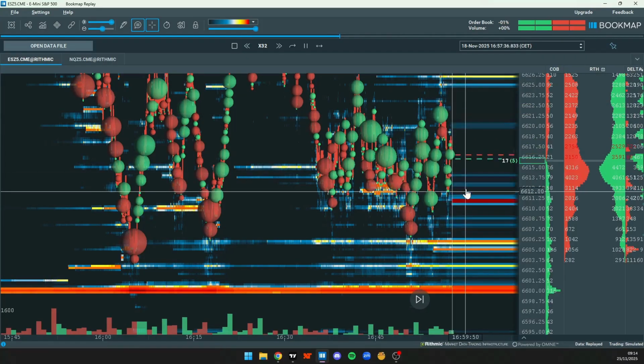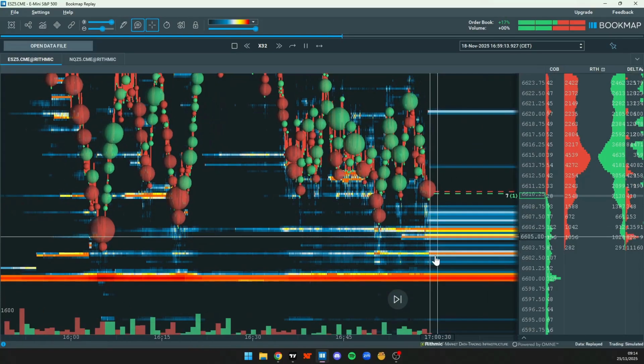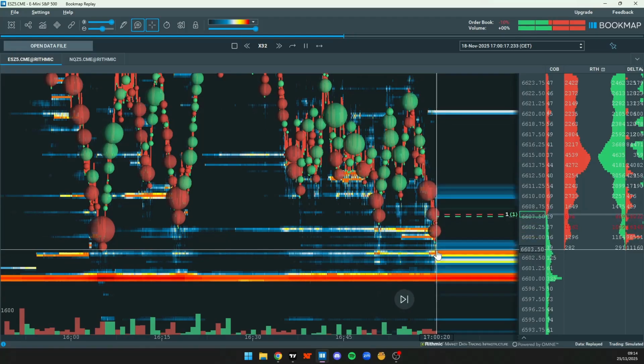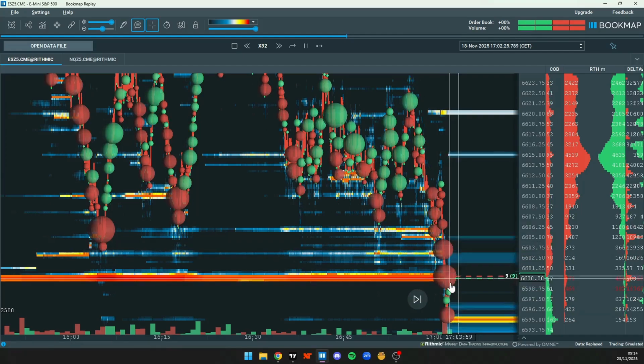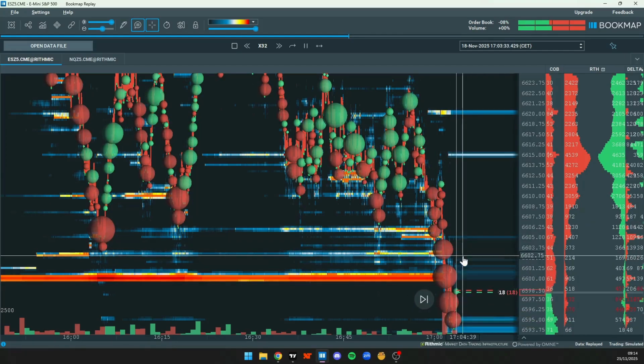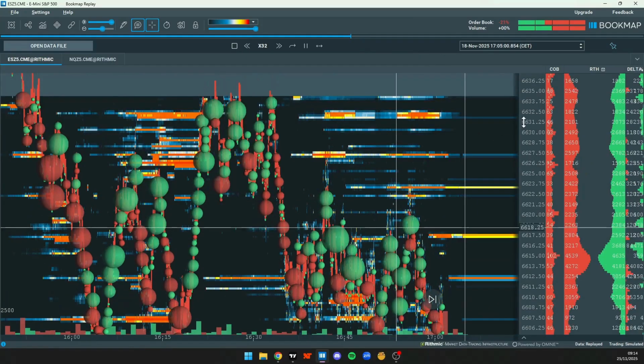Cannot go anywhere, immediate sell off back to the downside very aggressively, and we're almost at our target here at low of day, 6603.50s, and there we go, we finally hit it, and we actually hit this 6600s as well. So all in all, pretty good trade.